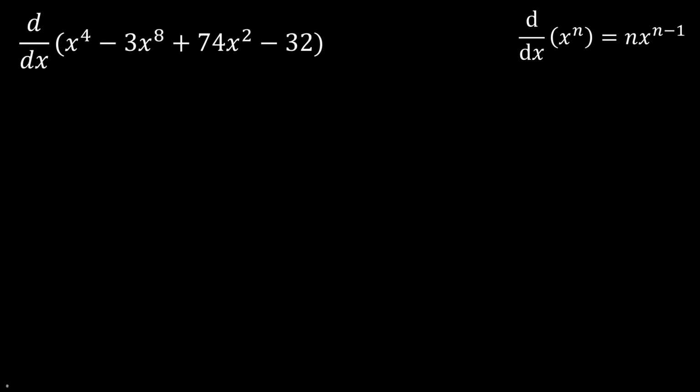Take the derivative of x to the fourth minus 3x to the eighth plus 74x squared minus 32. Okay, so firstly, how do we use the power rule? Now you'll notice that everything here is just in terms of x. So we have x, x, x. Then of course this is x to the 0 power times 32. But really you're going to see the power rule come into play when you just have regular expressions like these.